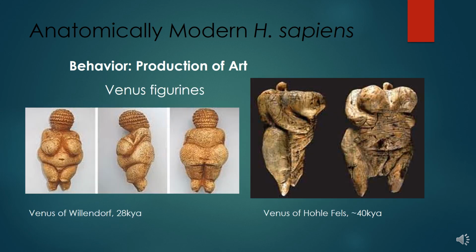We also see evidence of female fecundity in other types of art, such as the Venus figurines, the Venus of Willendorf and the Venus of Hohle Fels. These figurines emphasize various fertile characteristics of the female form, like breasts, hips, and buttocks. Larger hips, buttocks, or breasts often indicate greater fat stores and greater fertility.